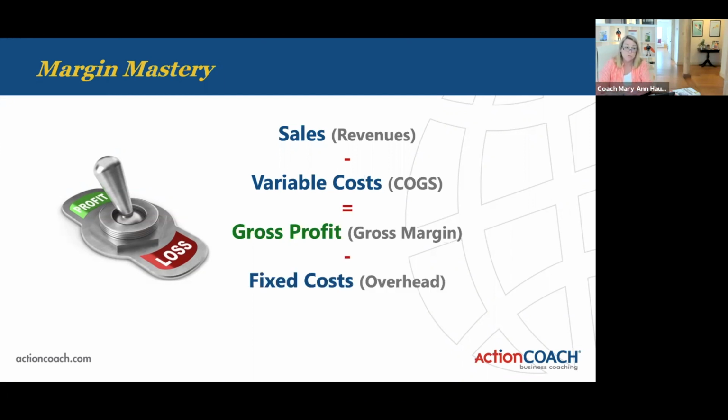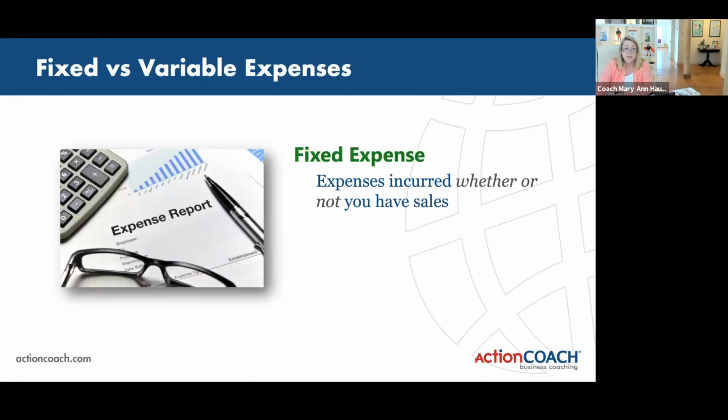So once you have your gross profit, you subtract your fixed costs, and that's how you get to your net profit. So now I'm just going to go a little deeper and explain variable costs versus fixed costs. Fixed expenses, which show up second on your profit and loss statement, are expenses that you incur whether or not you have sales. So you're going to have to pay the same amount of rent, whether you have a good sales month or a bad sales month.